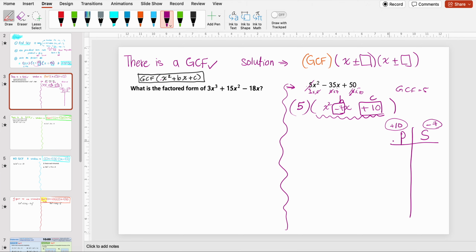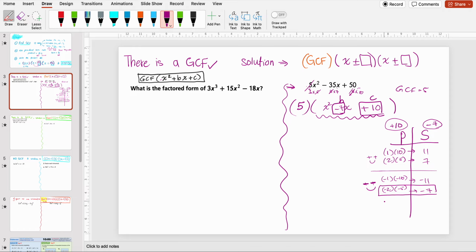How does it work? 1 times 10, or write the factors of 10: 2 times 5, either both positive to get a positive 10, or -1 times -10, -2 times -5 to get a positive 10. Sorry, both are negative. Now add them: 10 plus 1 is 11, so -11, -7. And this is the pair I'm looking for. They multiply to positive 10 and add to -7.